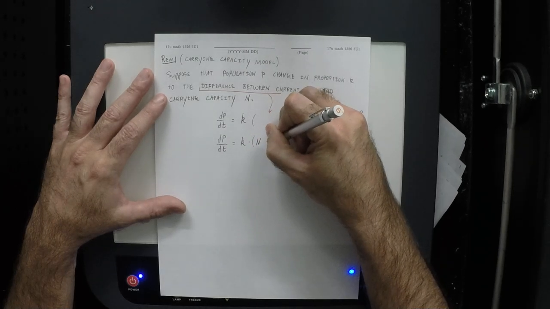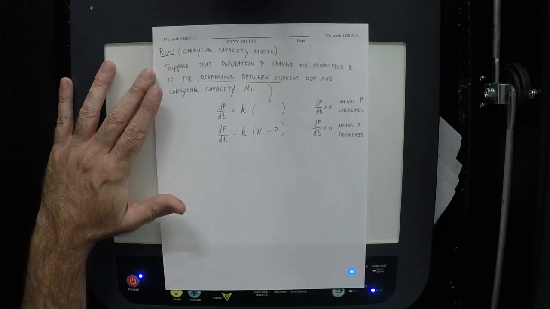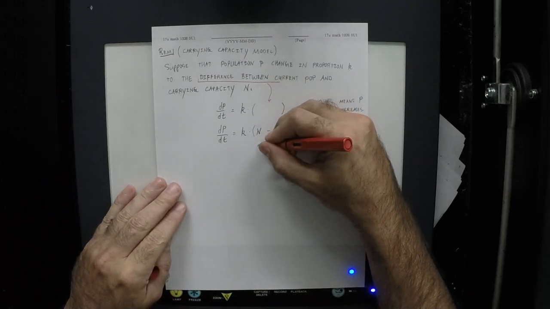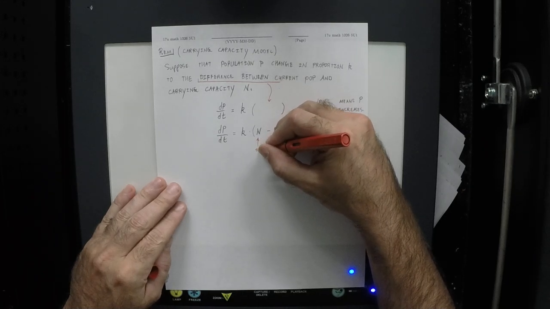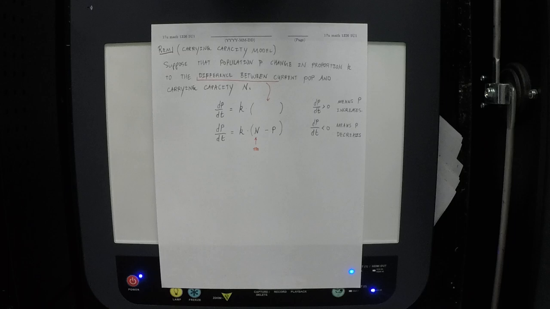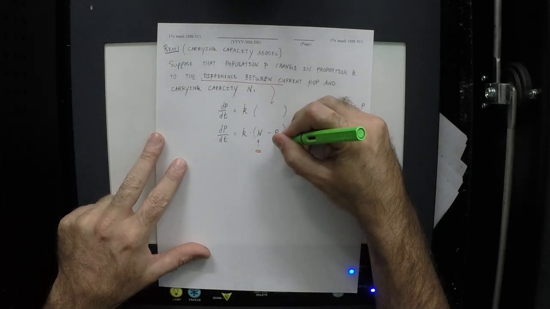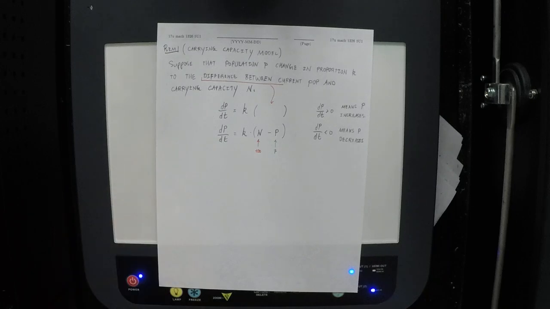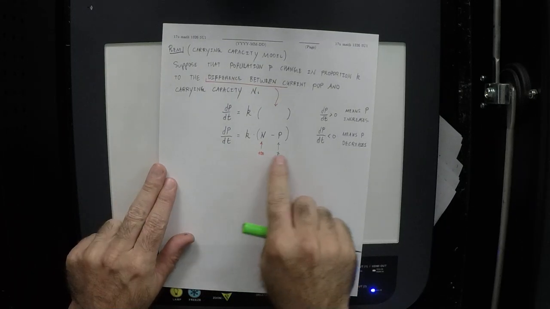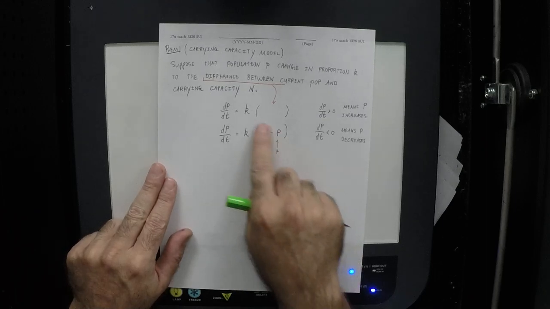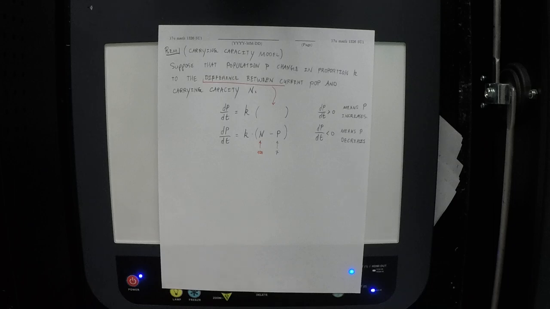Now let's think about this for a moment when we're talking about humans. So if it is a fact that the carrying capacity of the Earth is 100 billion, then that would mean that this number, in billions anyway, is 100. That'd be the carrying capacity of the Earth. Now the current population of the Earth is 7 billion. So if p were 7, then the difference between these two would be 93, so that this whole thing would be positive. So does that make sense?